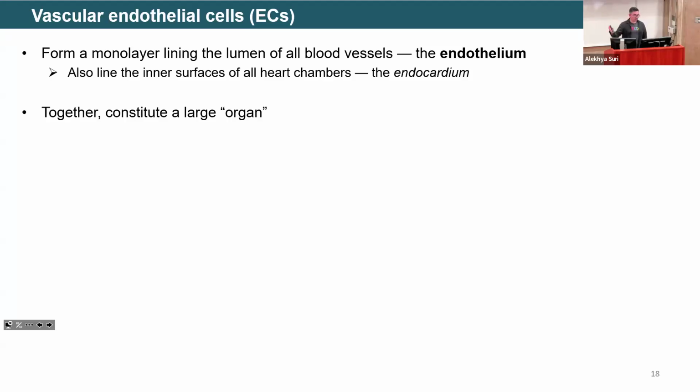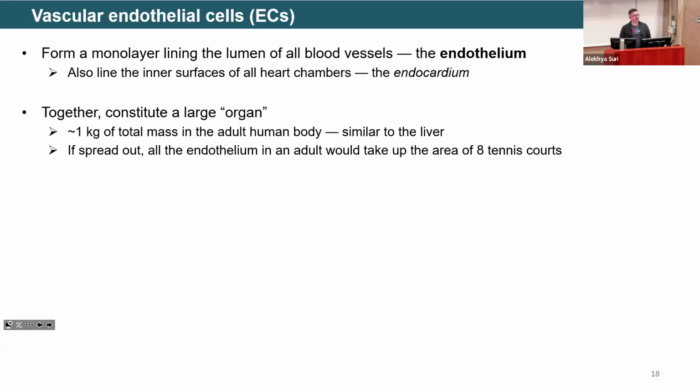When you put all of these endothelial cells together, this amounts to a really, really large organ, right? You have about 1 kilogram, a little over 2 pounds worth of endothelium in your body. So similar to the size of the liver, and the liver is one of the bigger organs in our abdominal cavity. And if you put all of these endothelial cells together and line them up on the floor, you'll get a surface area that's equivalent to 8 tennis courts. So this is a massive amount of cells.